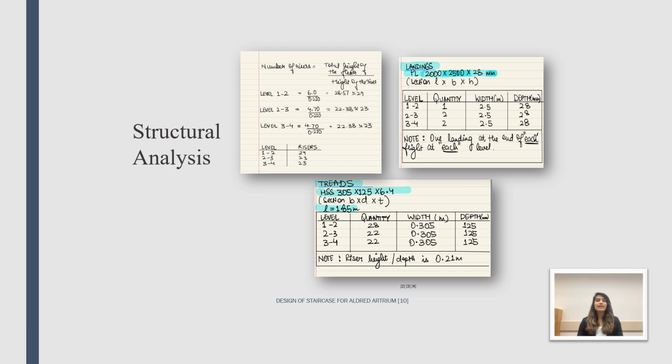Since it satisfied the deflection requirement, the shear requirement and the moment requirement.